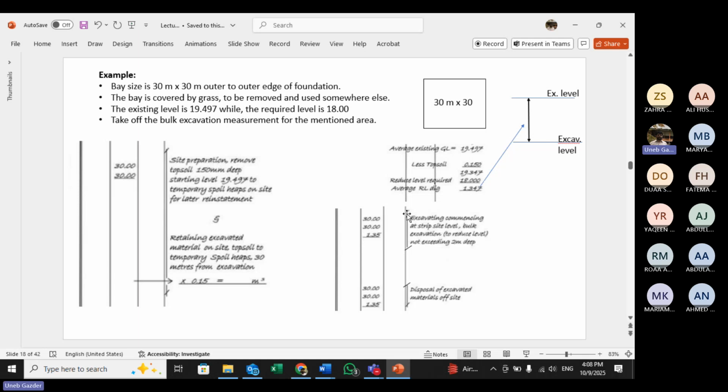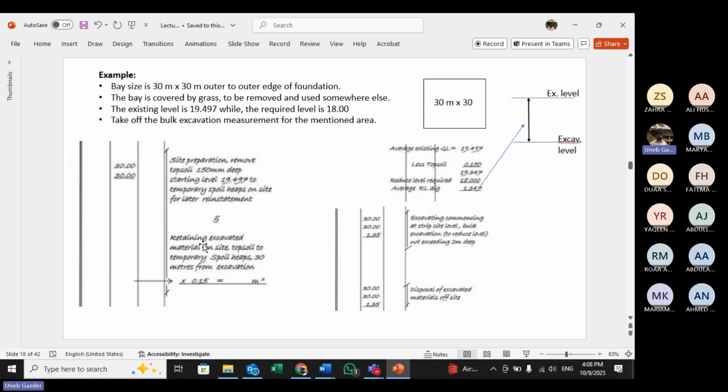Okay, and this is the description again, as mentioned in NRM2, that you have to mention the depth if it is exceeding 2 meters, exceeding 4 meters, exceeding 6 meters, and so on and so forth. So it's mentioned here. Okay. So this is the excavation.